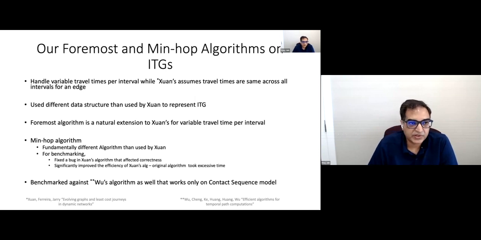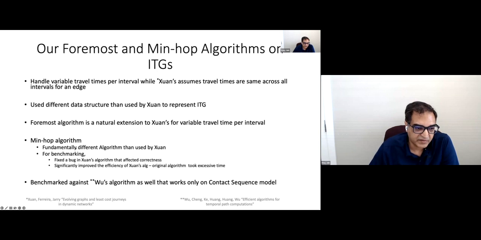We have proposed algorithms for foremost and min-hop paths in interval temporal graphs. Our algorithms handle variable travel times per interval, as opposed to an algorithm from Schwan, who also proposed algorithms for interval temporal graphs. We use a slightly different data structure from Schwan's. Our foremost algorithm is a natural extension of Schwan's algorithm, because we include variable travel times per interval, whereas they require the travel time to be the same across all intervals on a given connection. Our min-hop algorithm is a fundamentally different algorithm.